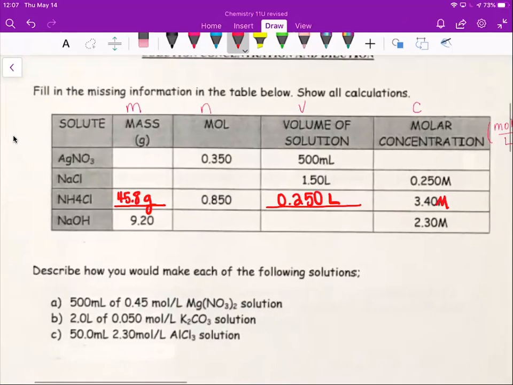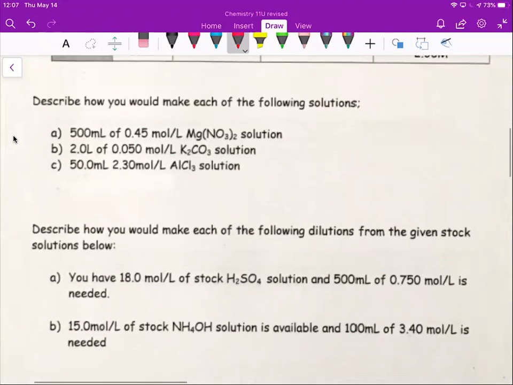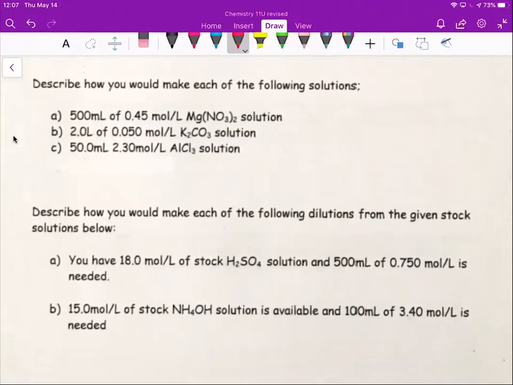Now this one, describe how you would make each of the following solutions. This is a procedural question. Part of our curriculum is teaching you how to use the equipment in the lab, and unfortunately you guys don't get any lab time. But it's very important that when we let students loose in the lab, you have an idea of what you're there to do. And here's the thing: most students don't have any idea of what to do and what equipment to use. It's all the way into university where my friends who are TAs tell me that kids come in and don't have any idea of what equipment to use. So this is our attempt to say, hey, this is what you should be using.